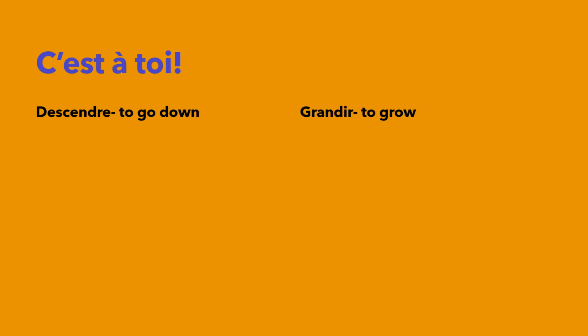So, last part, c'est à toi. Now it's you. I gave you two new verbs, descendre, a regular RE verb, and grandir, a regular IR verb. Pause the video if you wouldn't mind, and I want you to conjugate each of them on your own, and we're going to see if you get it right. So pause the video, please.